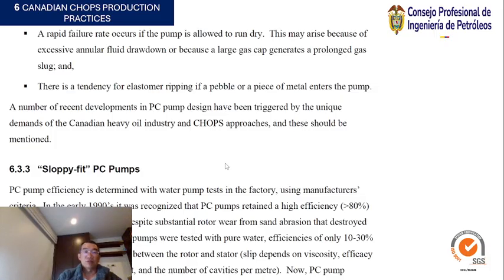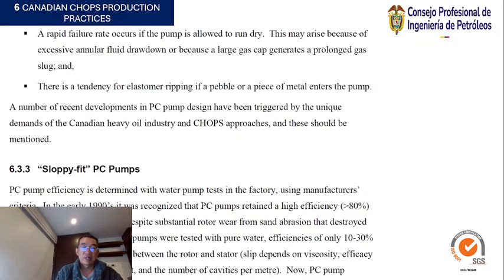A number of recent developments in PC pump design have been triggered by the unique demands of the Canadian heavy oil industry and CHOPS approaches, and this should be mentioned.